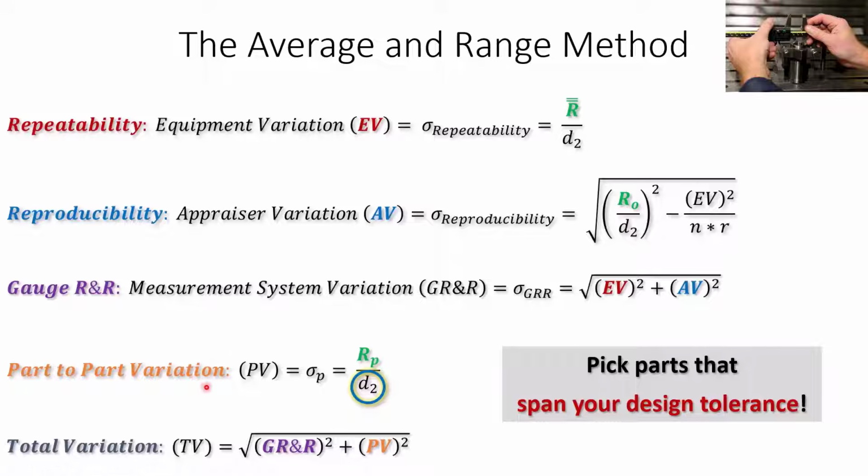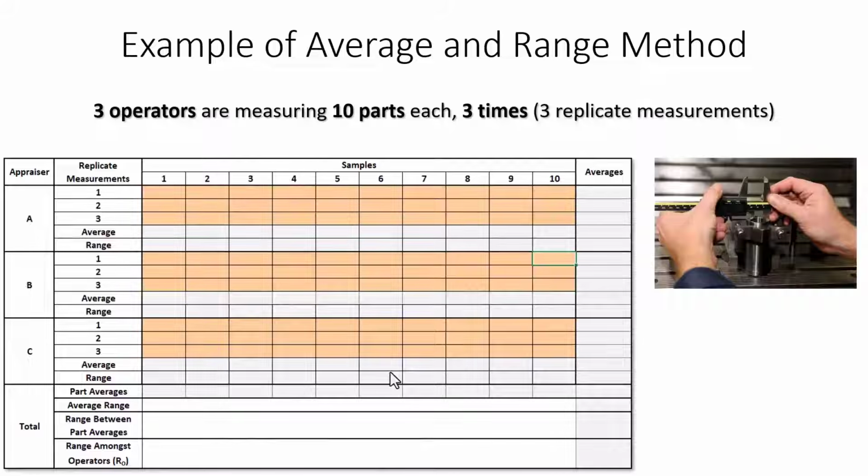And so we want to make sure that this part-to-part variation number is accurate and that it reflects our entire design tolerance so that our analysis is ultimately correct at the end of the day. So those are the calculations we're going to make. Here's the actual spreadsheet. Let's say we're going to run our experiment.